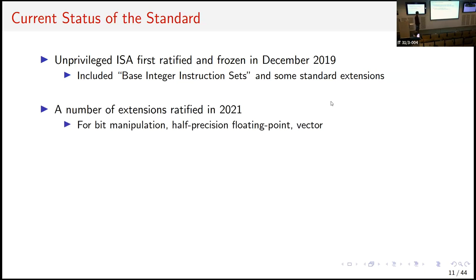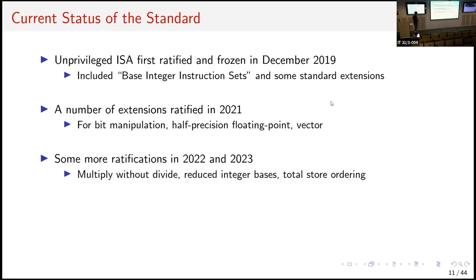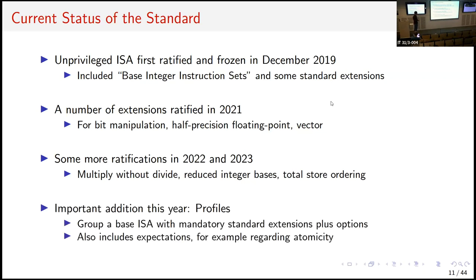And since then, a number of extensions have been ratified. So in 2021, for bit manipulation, half precision floating point and vector. That's only an excerpt, there are more, but those were maybe the more interesting ones, especially the vector ones we will take another look at later. And then some more in 2022, 2023. And the more important addition in my opinion this year is profiles.